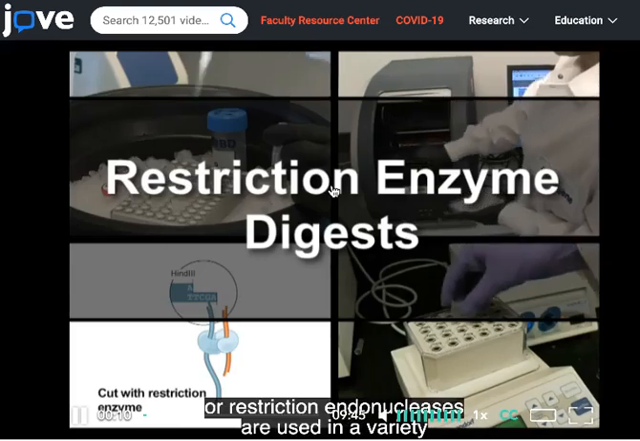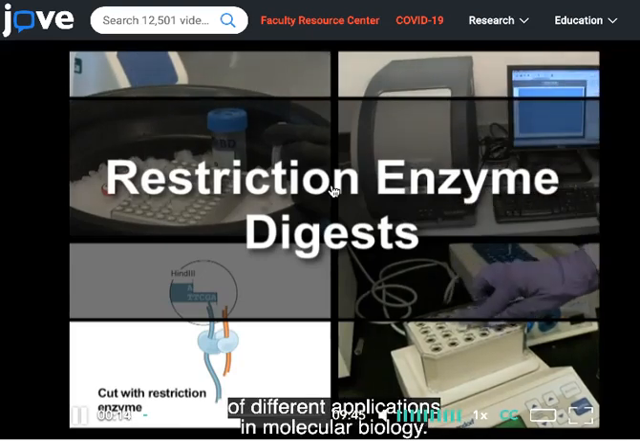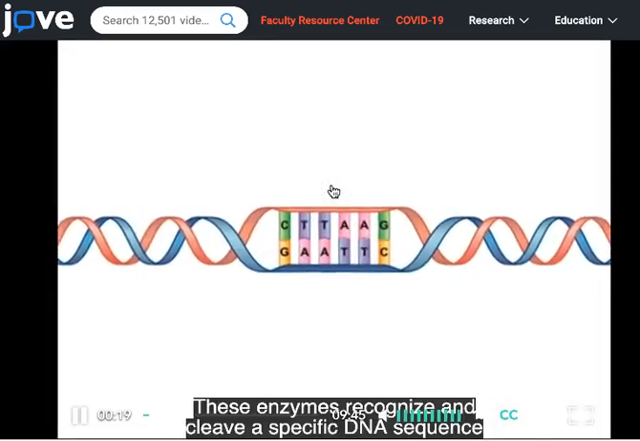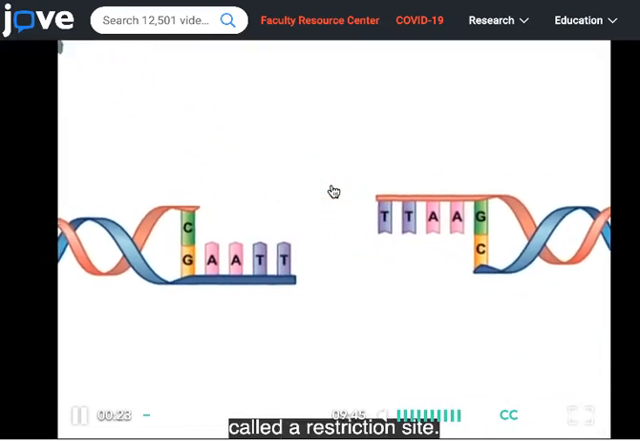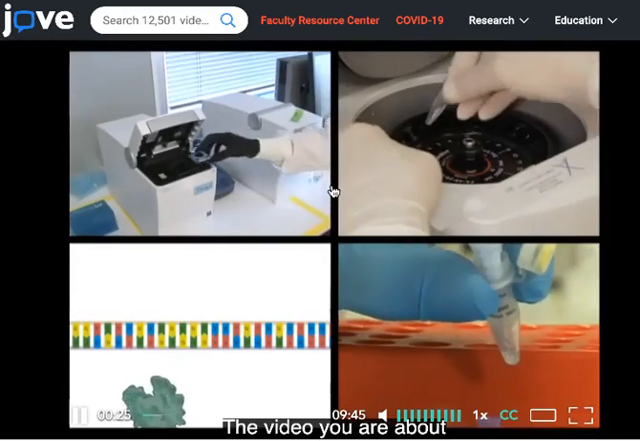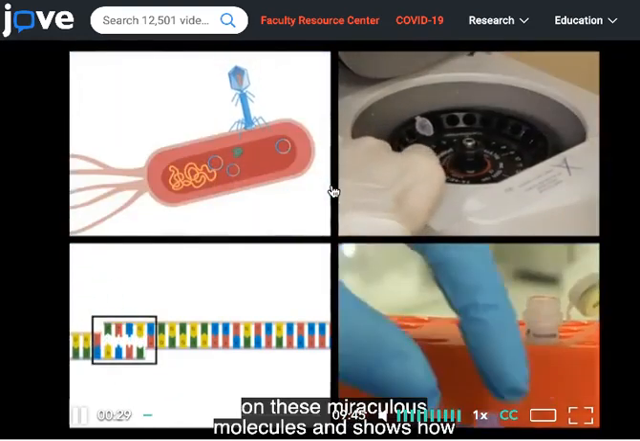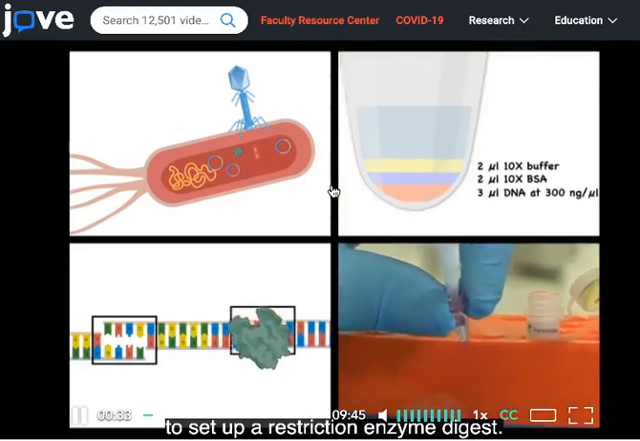Restriction enzymes, or restriction endonucleases, are used in a variety of different applications in molecular biology. These enzymes recognize and cleave a specific DNA sequence called a restriction site. The video you are about to watch provides some background information on these miraculous molecules and shows how to set up a restriction enzyme digest.